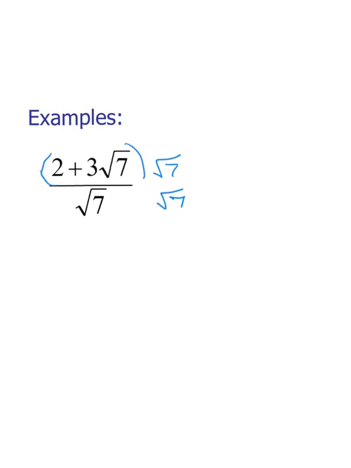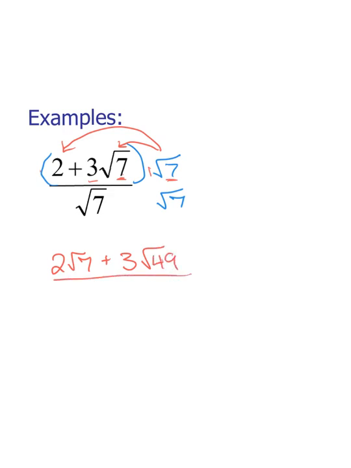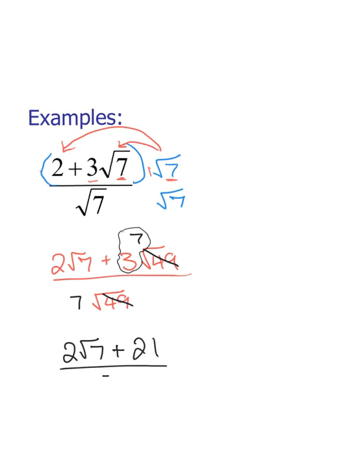On the top, because I have 2 terms times 1 term, I'm going to distribute. So this becomes 2 radical 7 plus 3 times 1 is 3. 7 times 7 is 49. And on the bottom, radical 7 times radical 7 is radical 49. And now I'm going to look and see what can I simplify. The square root of 49 is 7. The square root of 49 here is 7. So my answer becomes 2 radical 7 plus, multiply these two, 21 over 7.